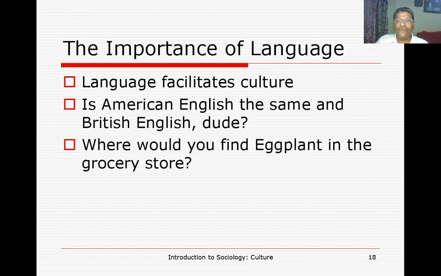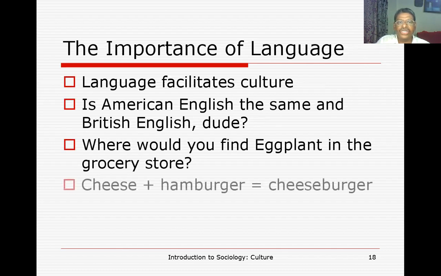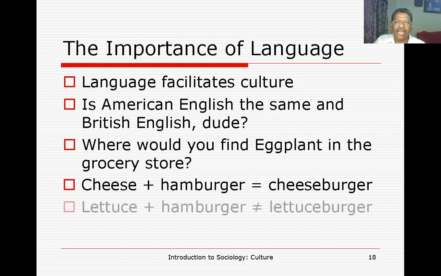Where would you find eggplant in the grocery store? Eggplant. So cheese plus hamburger, cheeseburger. Lettuce plus hamburger, lettuce burger. So these are all a kind of Western cultural context. We may not know all that much, some of us. Of course, we know now because of so much influence from the West. We know all this cheese, hamburger, and all those things.